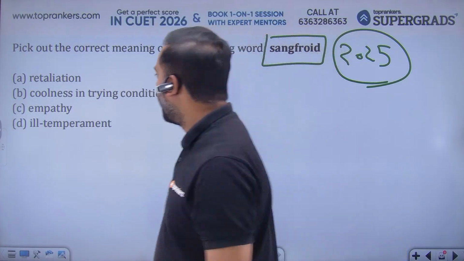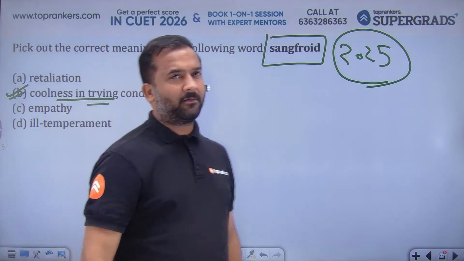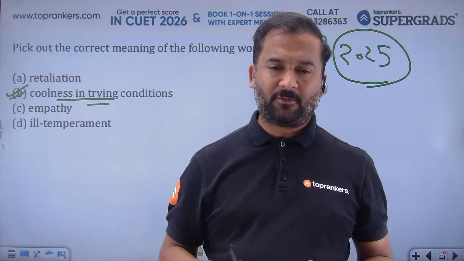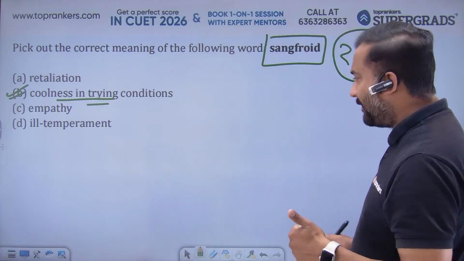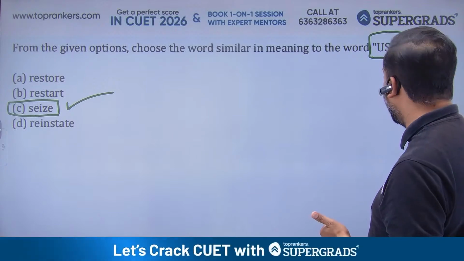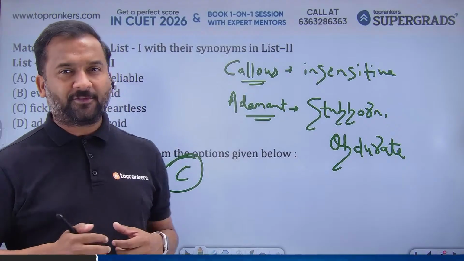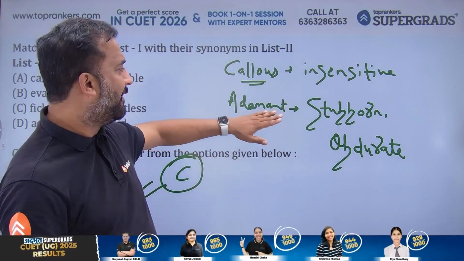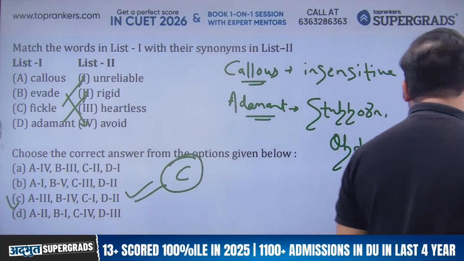So coolness in trying conditions, being able to stay calm and cool in difficult situations, that is what we call sangfroid. stubborn का related discussion करना है. So here was the word. And adamant is, we say someone who's very ziddi, जो एक बात पर अड़ा हुआ है. So these are the synonyms that we have. Synonyms like stubborn and obdurate. So that was your word.